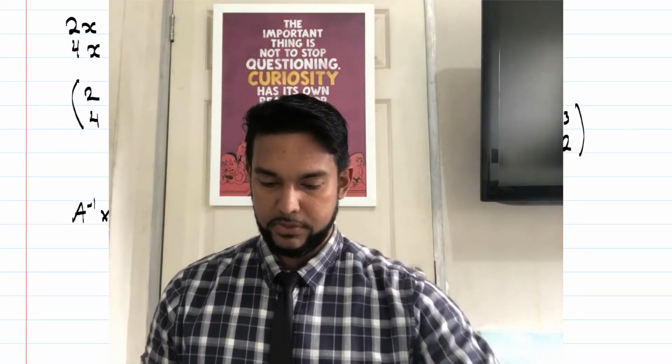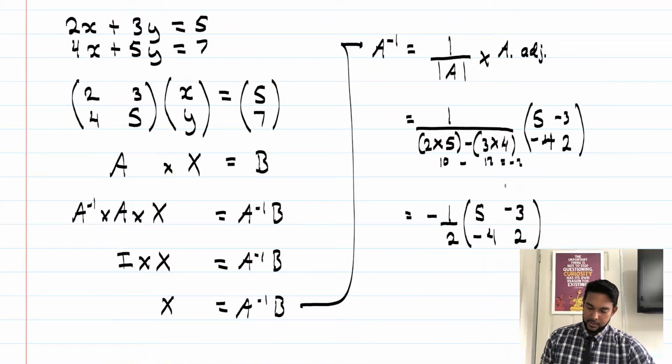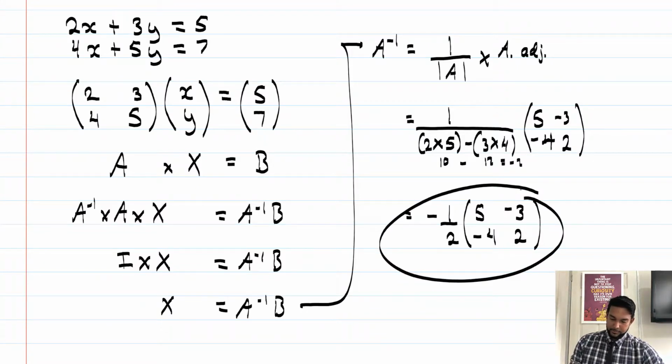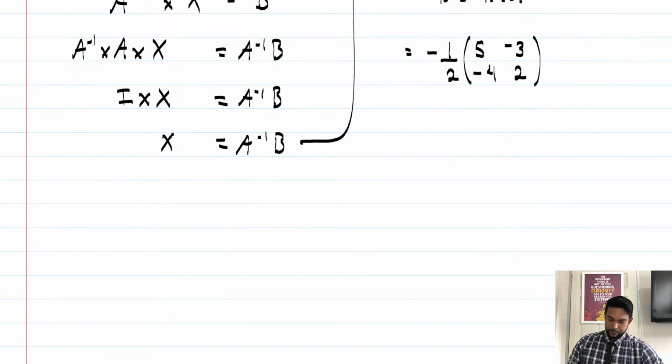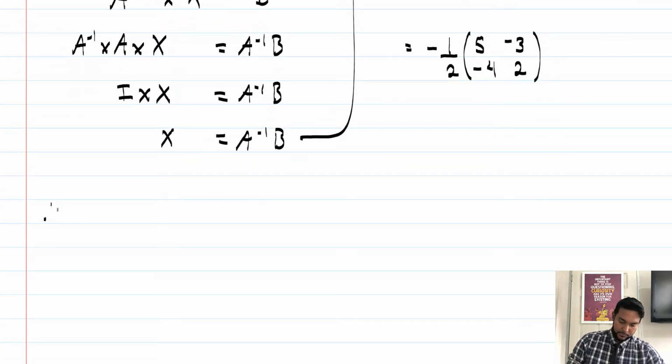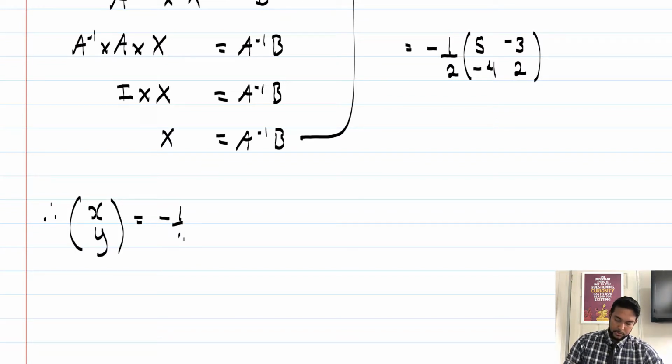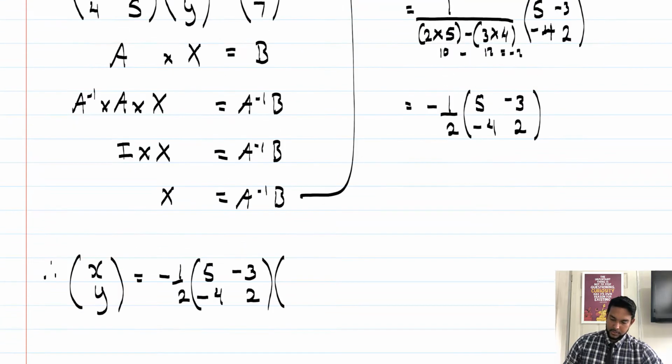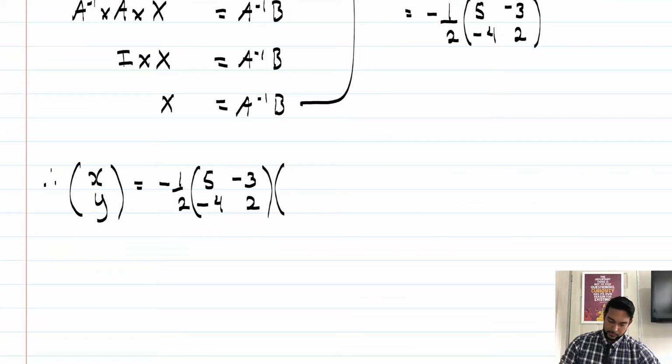Okay, so all we have to do here now is take the inverse and multiply it by matrix B, and we will solve for x. So let's get that going, shall we? So we can say, therefore, x, which is given by matrix xy, is equal to minus a half of the matrix 5, minus 3, minus 4, 2 multiplied by, what was that again? 5, 7. Okay.